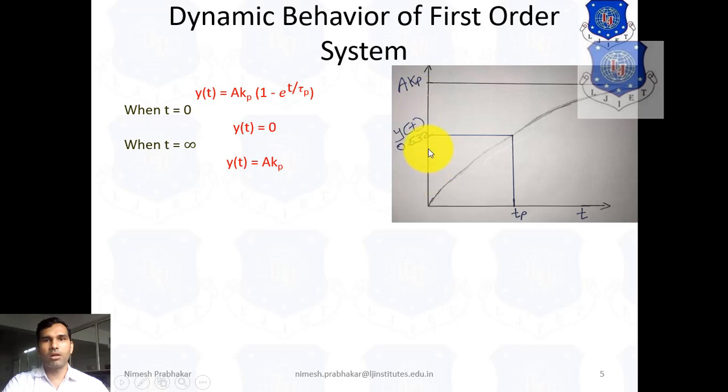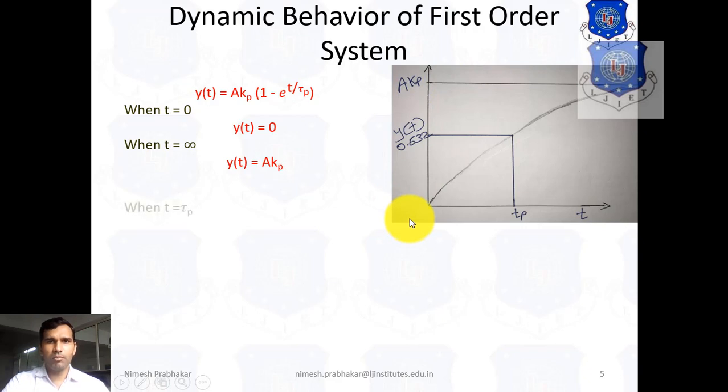And now we plot the graph of t versus y of t. That means on the y axis we put y of t, and on the x axis we consider t. So now the response starts at t equals 0 from here, and the maximum value of this response is a kp.